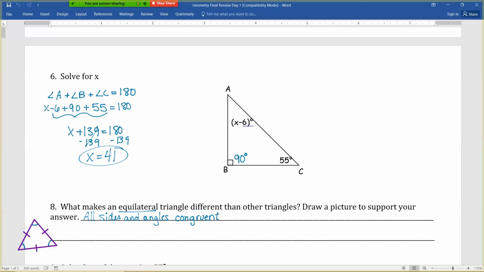Keep in mind, on your test, it might not say equilateral triangle. It might say isosceles. It might also say scalene, so you need to know the difference between all three of them. So equilateral, isosceles, or scalene triangles. You should be able to talk about the sides and the angles of each of those. Questions on this one?